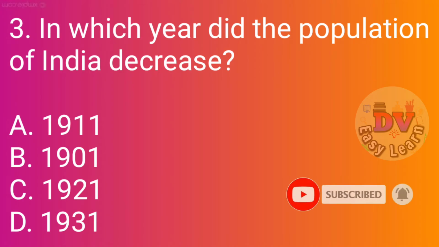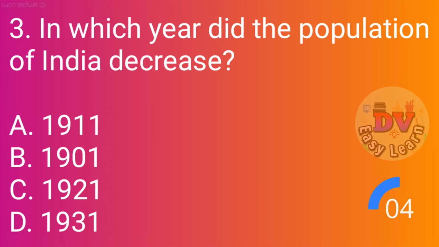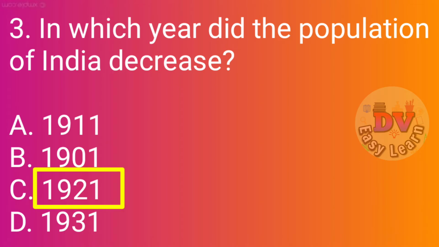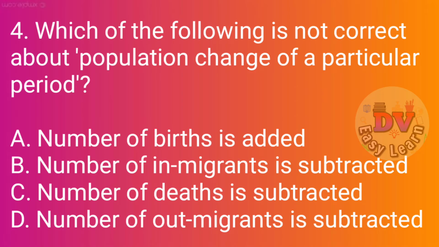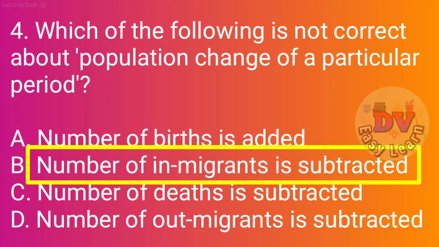Question number 3. In which year did the population of India decrease? Correct answer 1921. Question number 4. Which of the following is not correct about the population change of a particular period? Correct option. Number of immigrants is subtracted.